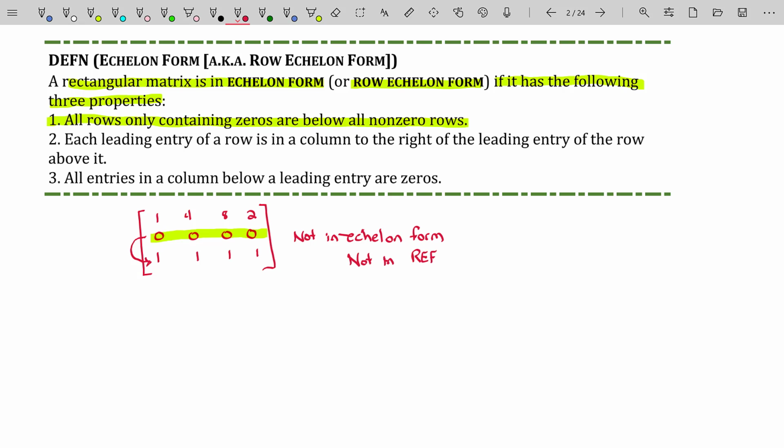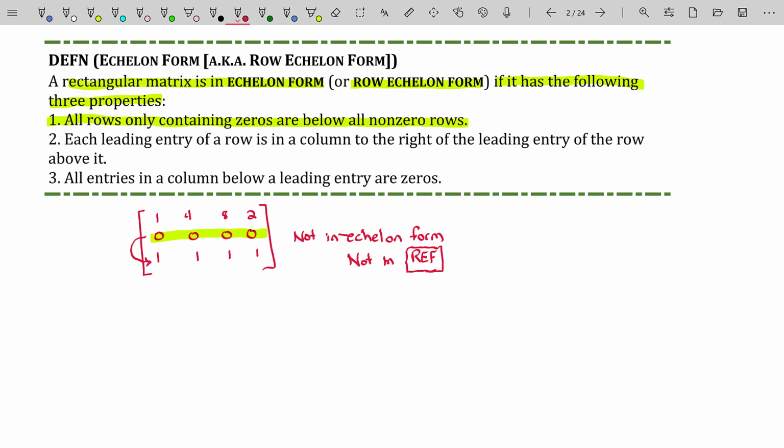That means it's not in row echelon form. So if you see this REF, it means row echelon form. It does not mean some referee in a soccer game or something like that, or football if you happen to be outside of the US.